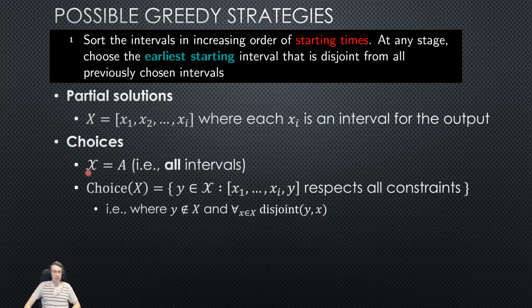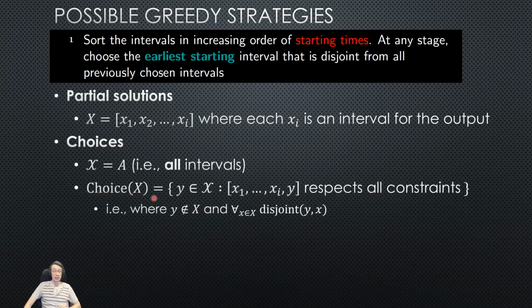Okay, what are our choices? Well, chi, the set of all possible choices, is just A. It's the set of all intervals. However, the choice set starting from a partial solution x is the subset of chi, in other words, the subset of A, such that the partial solution x, i.e. x1 up to xi, followed by y, extended to add choice y, still respects all the constraints.